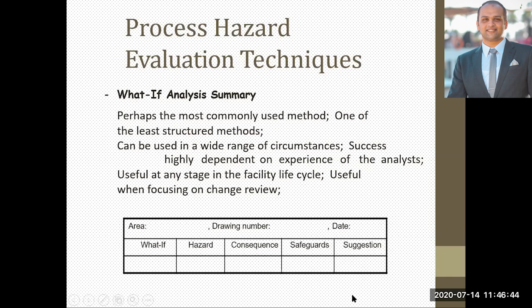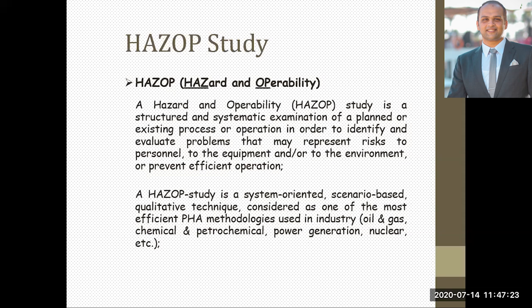If you can remember, it's a little bit similar to Bowtie. However, Bowtie is more detailed, because it consists of more details of the scenario, not only the hazard, consequence and safeguard. You still have the top event, the threats and barriers. Barriers here can be represented by safeguards. But they are all means of identification of a hazard, and they differ by the method and how deep they are done.